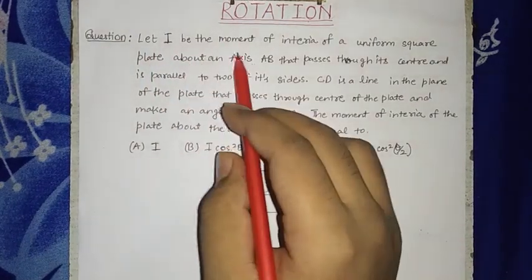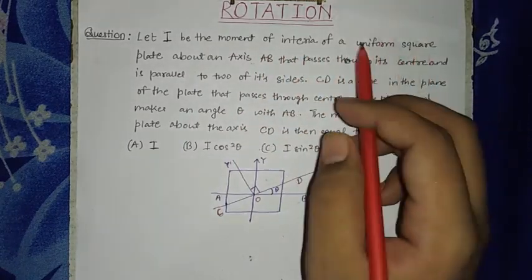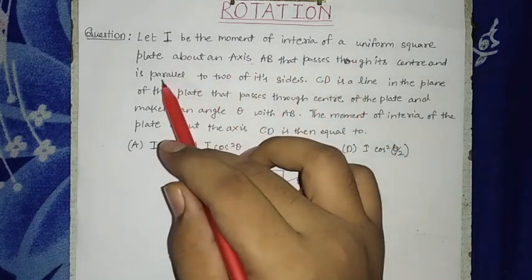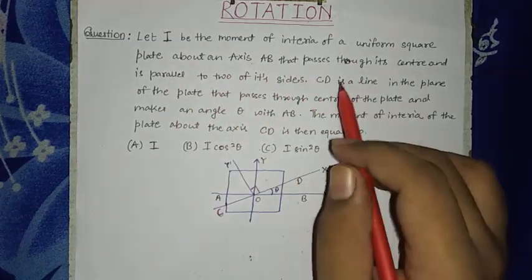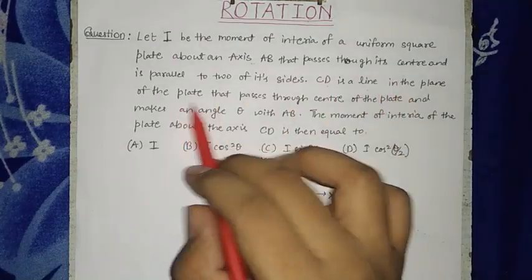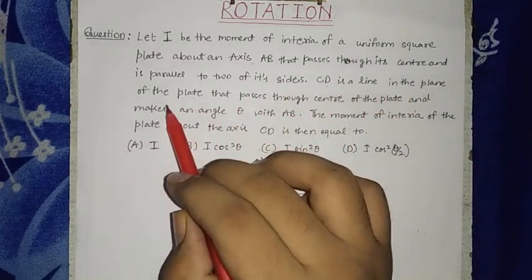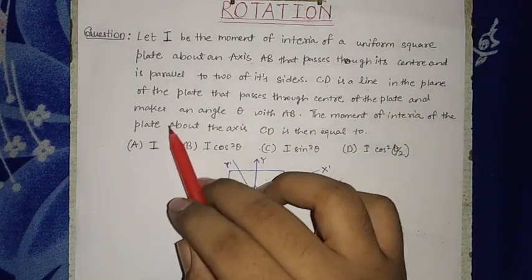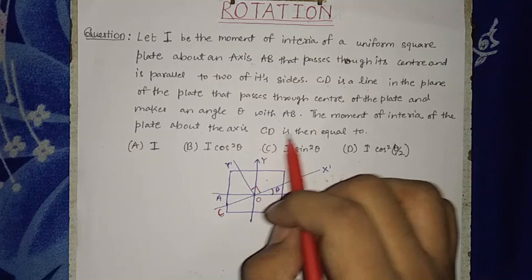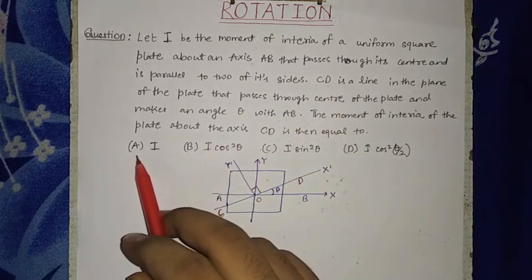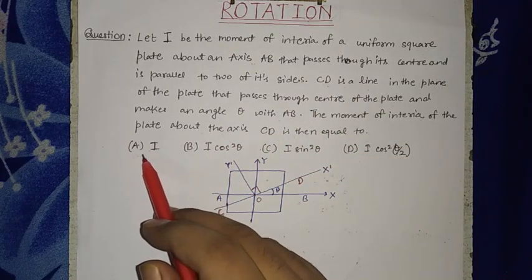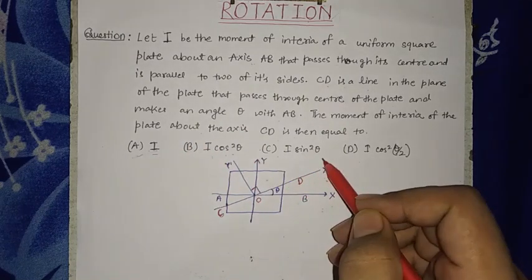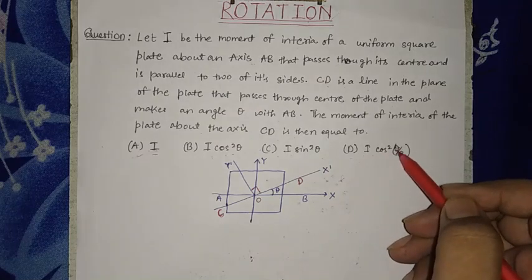Let I be the moment of inertia of a uniform square plate about an axis AB that passes through its center and is parallel to two of its sides. CD is a line in the plane of the plate that passes through the center of the plate and makes an angle theta with AB. The moment of inertia of the plate about the axis CD is then equal to, and here you have been given four options. The first option is I, second is I cos square theta, third is I sin square theta, and fourth is I cos square theta by 2.